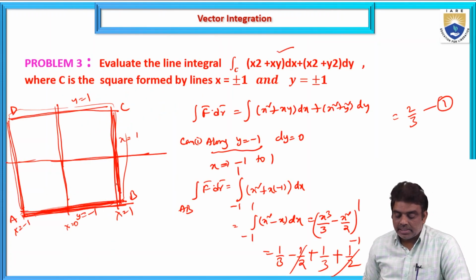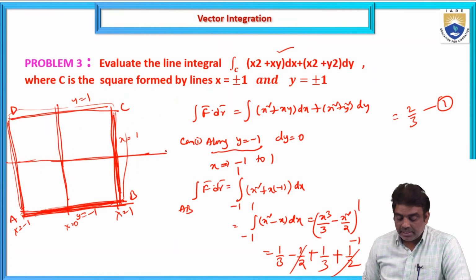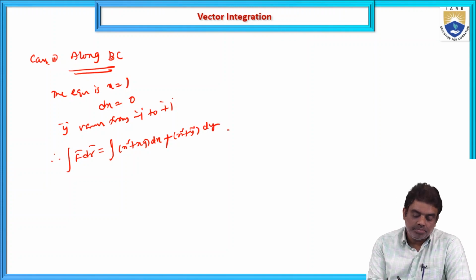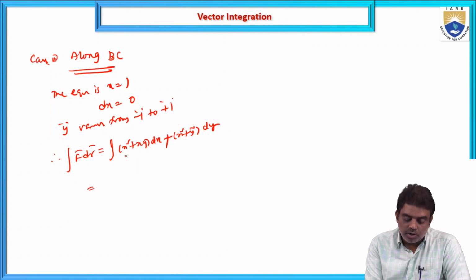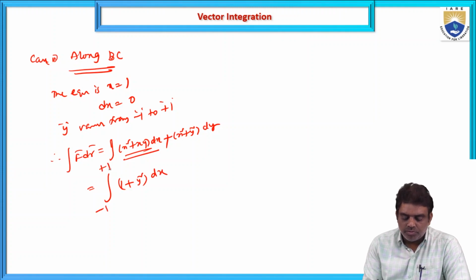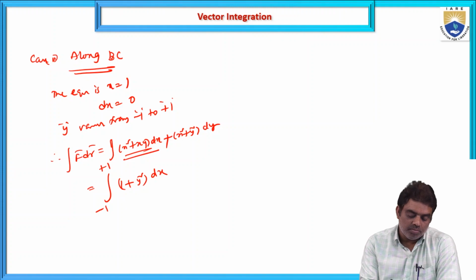What is the value? Integral of (x square plus xy) dx plus (x square plus y square) dy. So dx 0 means this entire term 0. x is 1, so 1 plus y square of dy between y equals -1 to +1. So x1 dx 0. So the entire first term will be 0.